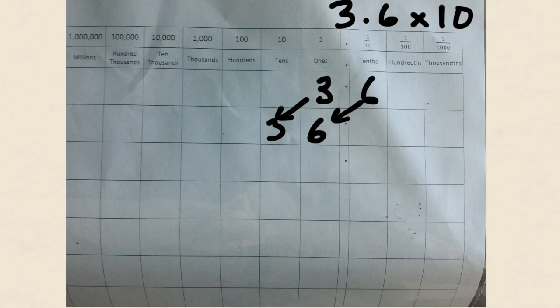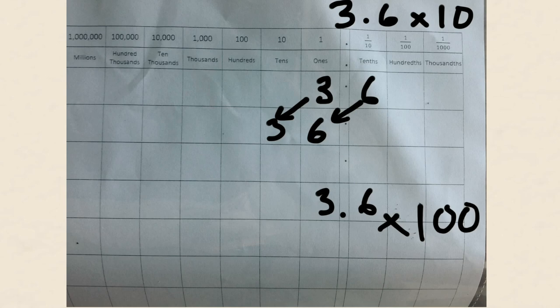If we take 3.6 again, but this time multiply it by 100, I'm just going to write that there. It's not the neatest math work in the world. Now, what we talked about earlier today, it was pointed out that 100 is 10 times 10. So we're doing the same operation twice here. We're shifting the digits two times on the place value chart.